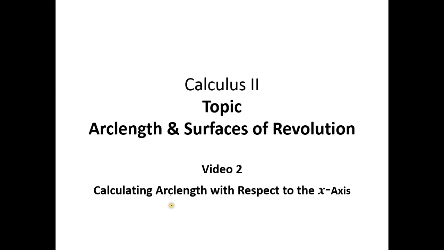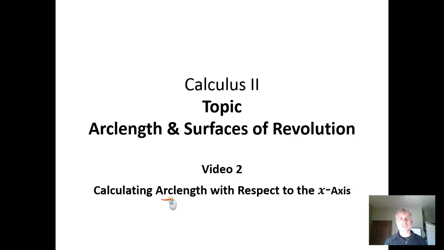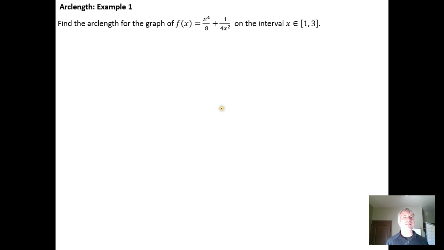So in this video, we're going to calculate the arc length of a curve over a given closed interval, and we're going to do the calculation with respect to the x-axis. So the interval over which we're going to work is going to be an x-axis interval. Here the example says, find the arc length for the graph of f of x equals x to the fourth over 8 plus 1 over 4x squared on the interval where x runs from 1 to 3.